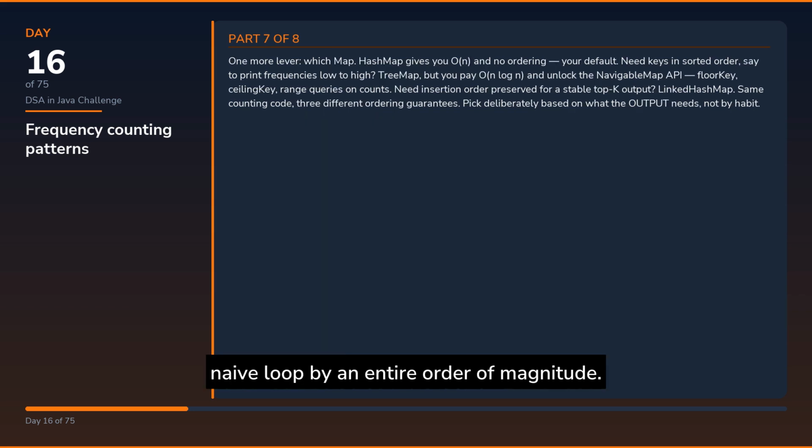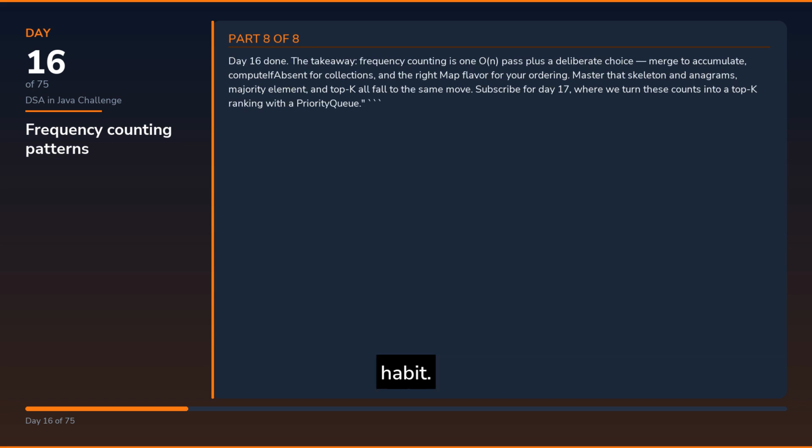One more lever, which map? HashMap gives you O(n) and no ordering, your default. Need keys in sorted order, say to print frequencies low to high? TreeMap, but you pay O(n log n) and unlock the NavigableMap API, floorKey, ceilingKey, range queries on counts. Need insertion order preserved for a stable top K output? LinkedHashMap. Same counting code, 3 different ordering guarantees. Pick deliberately based on what the output needs, not by habit.